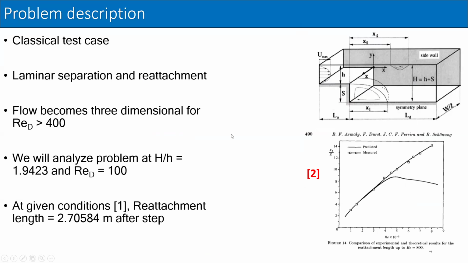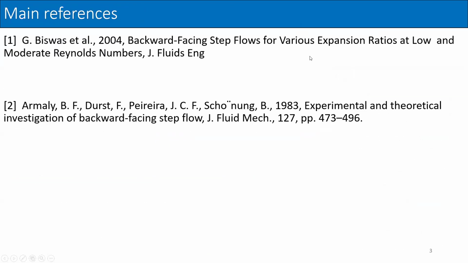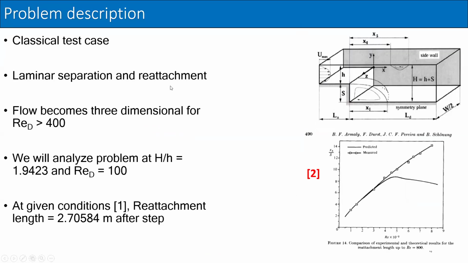Okay, so if you go through the paper I have given on the WhatsApp group, these two papers are given. So go through these papers. First reference, the Biswas paper. They will tell you that for Reynolds number greater than 400, the flow becomes three dimensional. So it means that you cannot solve this case as two dimensional.